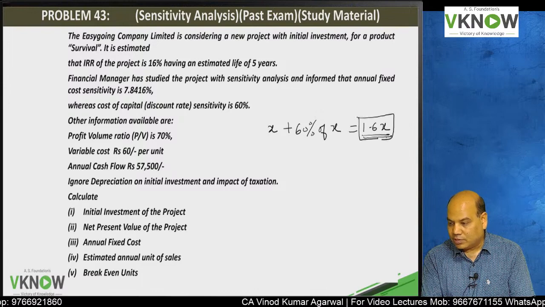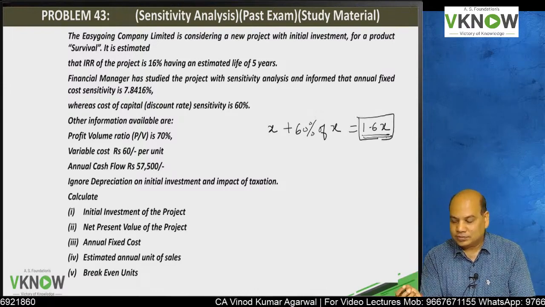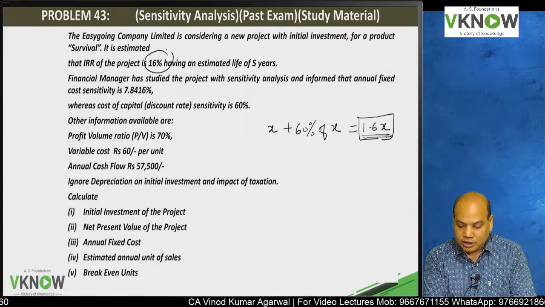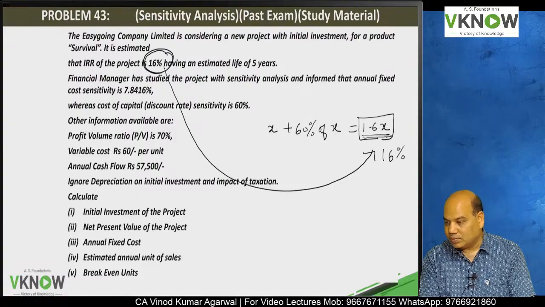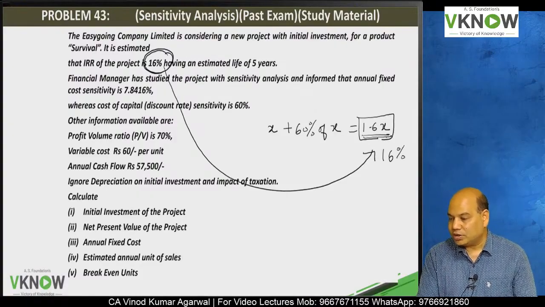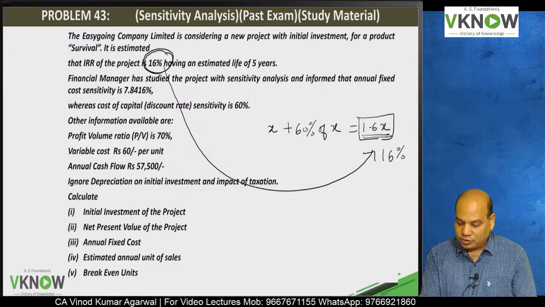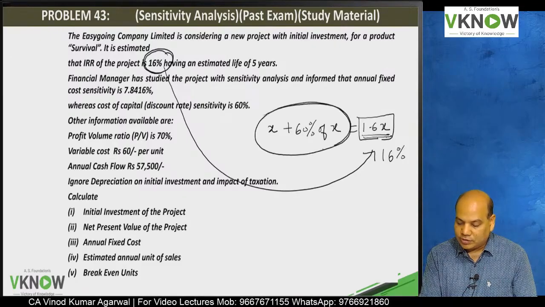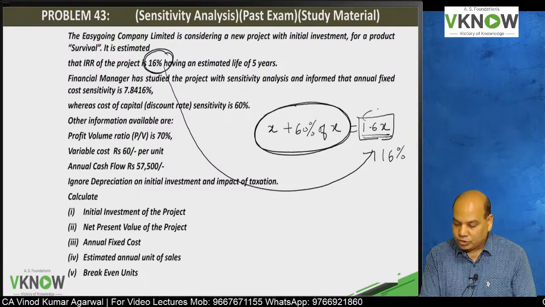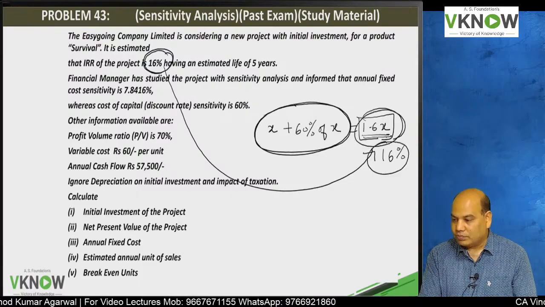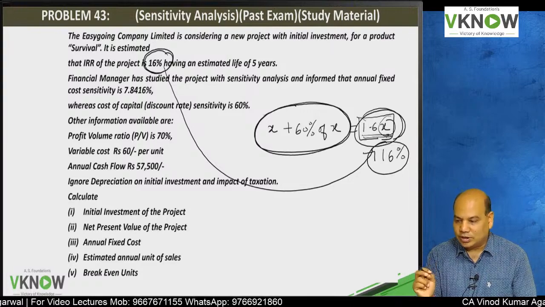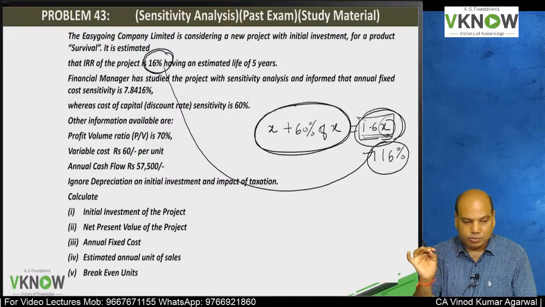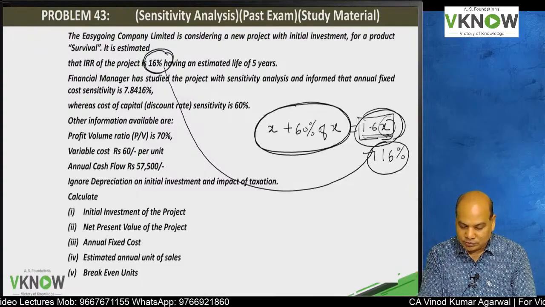If the cost of capital becomes 1.6 times, NPV will be 0, but they have written IRR of the project is 16%, which is simply a hint that 1.6x is 16%, because at 16% NPV is 0. If cost of capital increases by 60%, NPV will be 0. So these two rates are equal. So indirectly you can calculate the cost of capital or discount rate very easily by equating 1.6x with 16%.